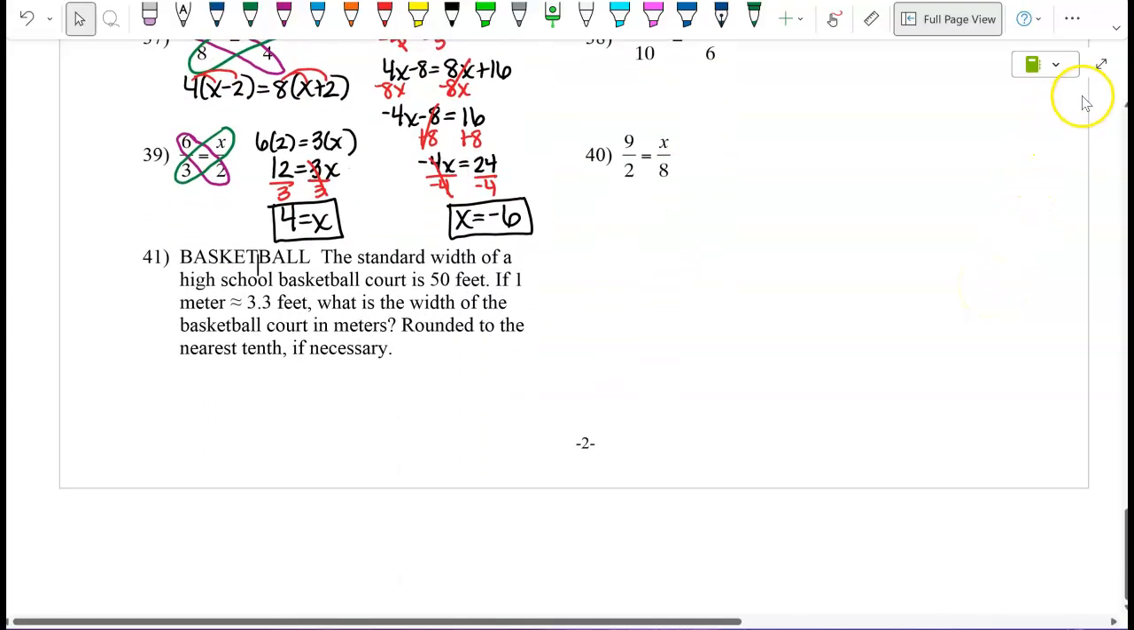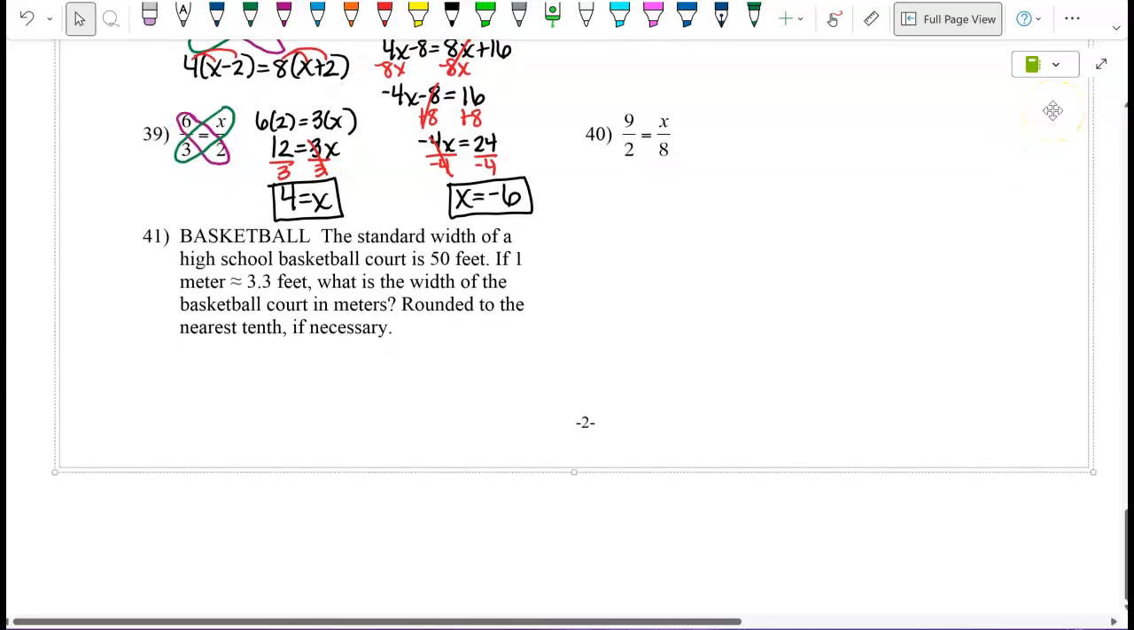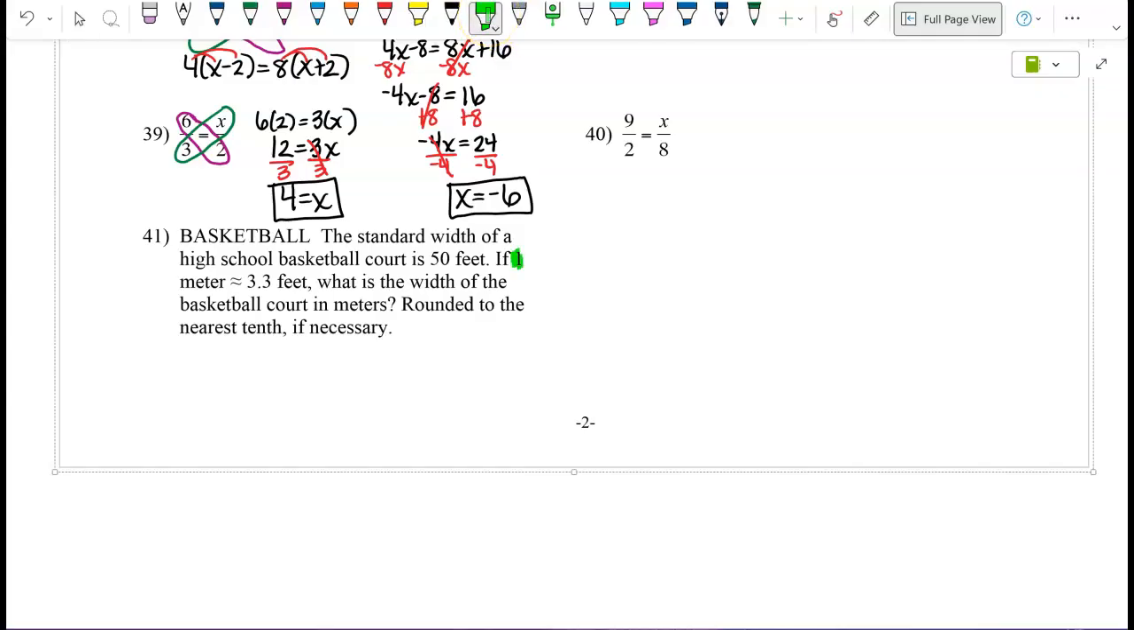And last, we have our word problem here. The standard width of a high school basketball court is 50 feet. If 1 meter equals approximately 3.3 feet, what is the width of the basketball court in meters, rounded to the nearest tenth if necessary? So they're giving us right here this 1 meter is approximately 3.3 feet. That is a ratio. 1 meter to 3.3 feet.